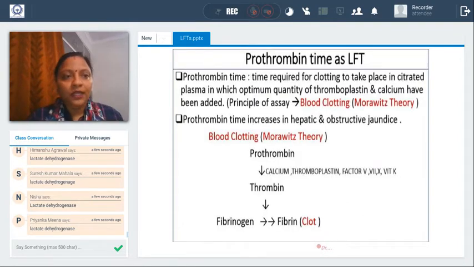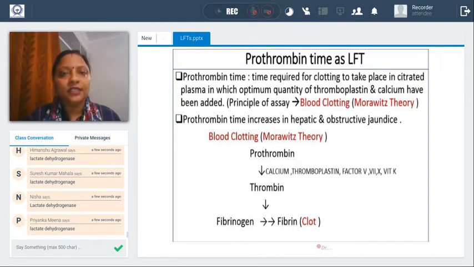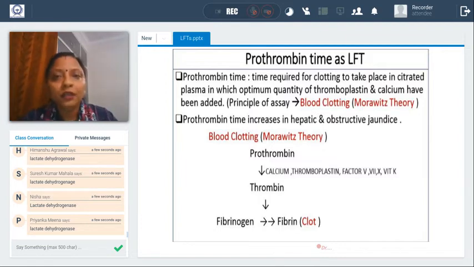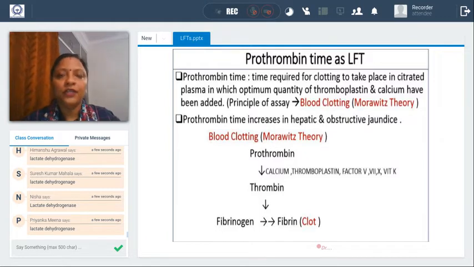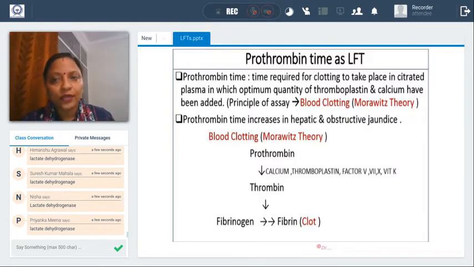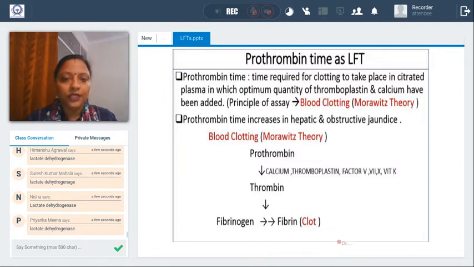So, one by one, we will discuss the various tests. First is prothrombin time determination. This is an important LFT, or liver function test. Prothrombin time is the time required for clotting to take place in citrated plasma in which an optimum quantity of thromboplastin and calcium have been added. So here you can see prothrombin, thrombin, fibrinogen, fibrin clot.